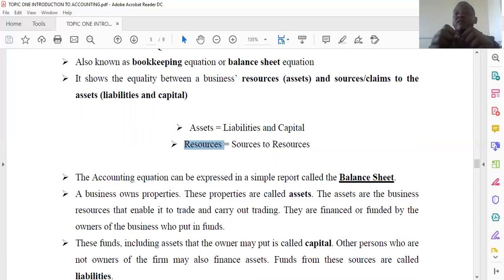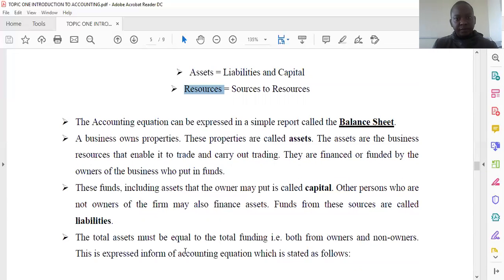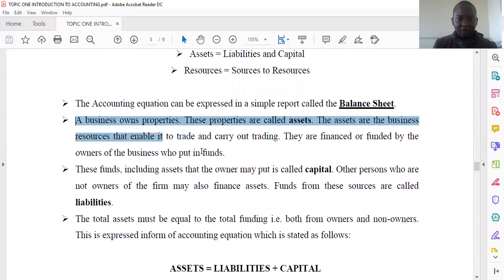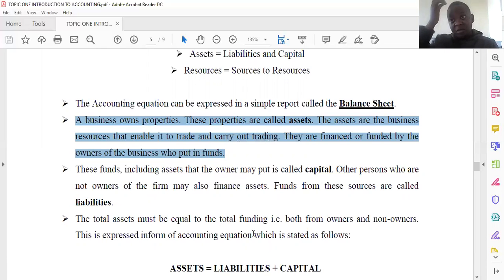So you have the balance sheet equation, which on one side has the assets, that is the resources of the business, and on the other side the sources to the resources, in which case we have the liabilities plus capital. Liabilities are the borrowed resources, and capital is the resources contributed by the owner of the business. I think I've tried to summarize that. These notes I've sent to you, so please go through them.